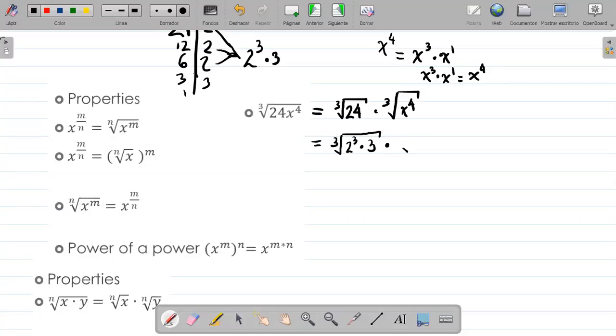So instead of working with x to the power of 4, we're gonna work with x to the power of 3 times x to the power of 1. Of course, everything that we have to do now is separate this expression. So we're gonna separate the third root of 2 to the power of 3, times the third root of 3, times the third root of x to the power of 3, times the third root of x to the power of 1.